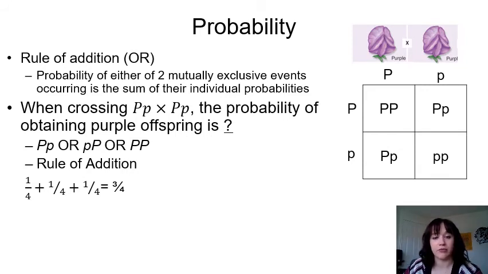And again, if you were to write out your Punnett squares, we see on the right, that is what we find. 3 out of the 4 potential combinations are purple. Okay.